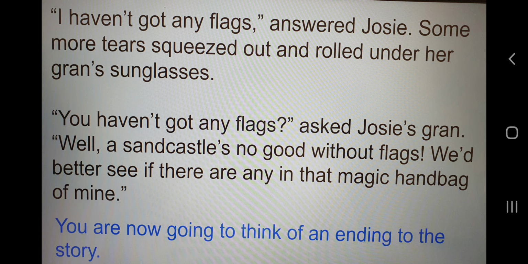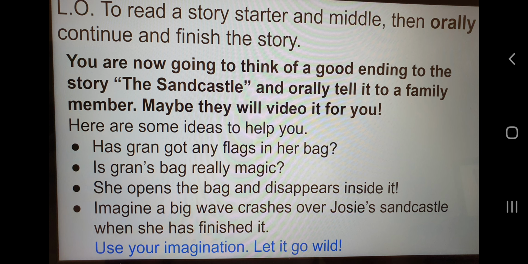Okay, so I've read to you now the beginning and the middle of the story. What you need to do now is think of an ending to the story. I want you to think of a good, interesting ending to the story, The Sandcastle. And then you're going to orally tell it to a family member. Maybe they'll video it for you. Here are some ideas to help you while you're thinking of what your ending could be.